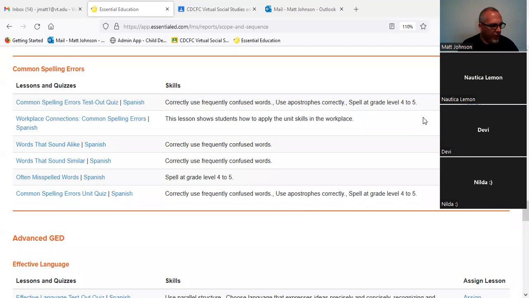Okay, so words that sound alike, often referred to as homophones, right? Words that sound alike are usually spelled differently and have a different meaning. And we're all guilty of misspelling something. This whole section is basically on common spelling errors and words that are mistaken.